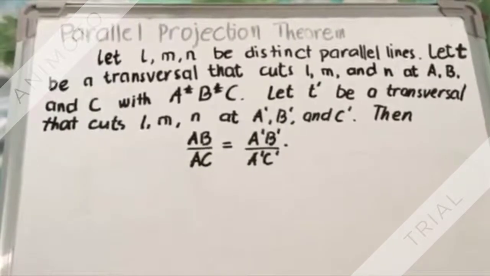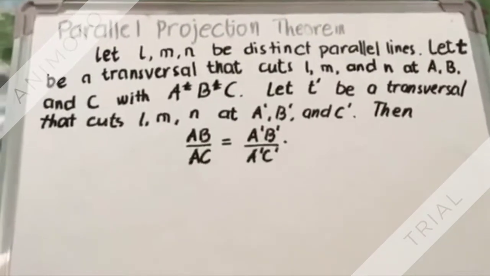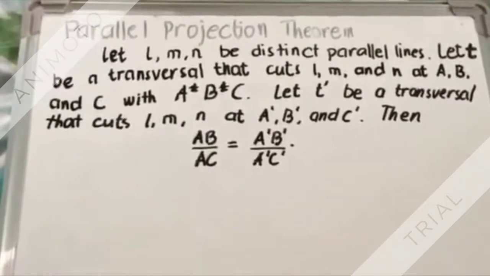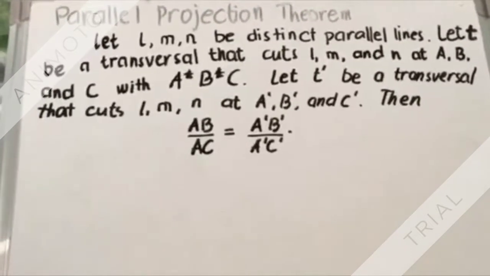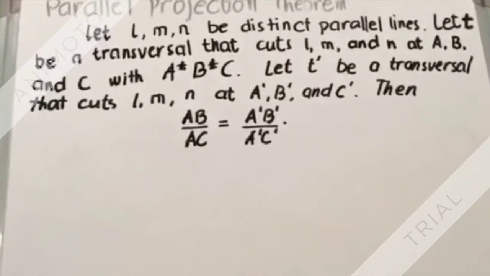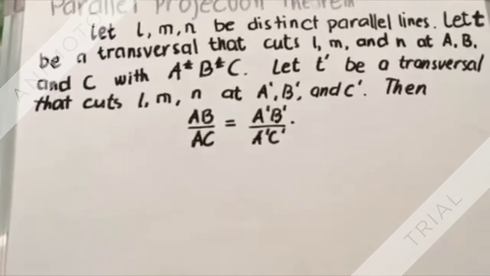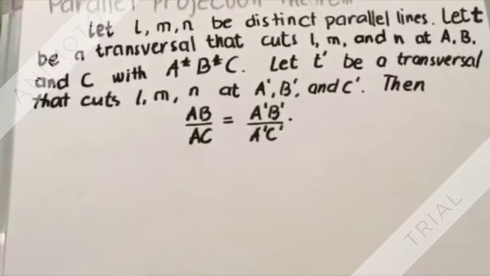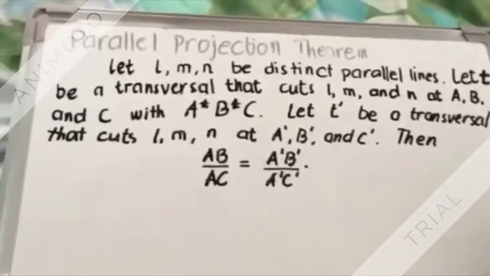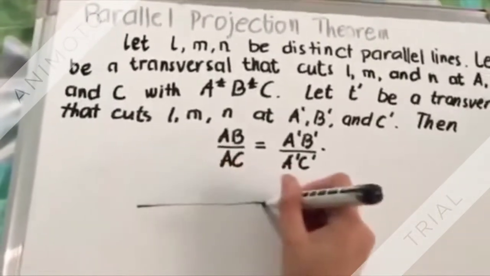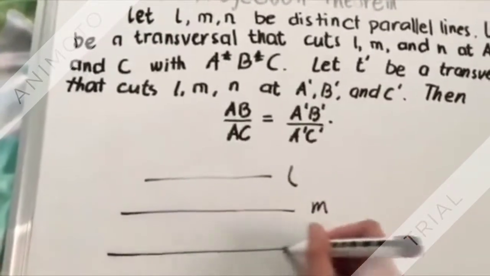Let L, M, and N be distinct parallel lines. By the way, when we say something like this, it should be Euclidean, because if you don't have the Euclidean parallel postulate, then you cannot say that L is parallel to M is parallel to N. You don't have that. So the theorem goes like this. We have L parallel to M parallel to N.